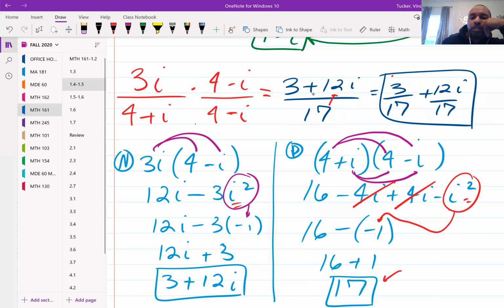All right, going up here to the dark blue. Our numerator was 3 plus 12i, denominator was 17. And then when you want to simplify or write this in standard form, you do break it up. Put 17 under each term. So that's 3 over 17 plus 12i over 17 for our final answer. Let's make sure we're okay.